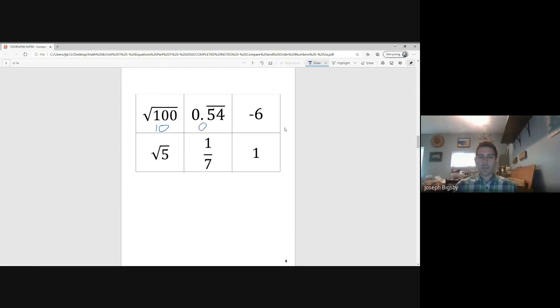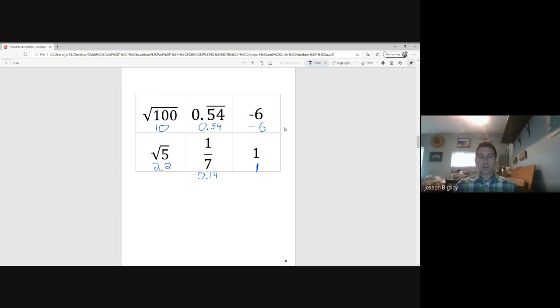0.54 repeating can be written as 0.54. Negative 6 is already a whole number, so we'll just leave it as negative 6. Square root of 5, we'll have to use our calculator to figure that out. I don't know that one off the top of my head, so I'm using my calculator for square root of 5, and it comes out to about 2.2. So we'll say that this can be estimated to be 2.2. 1/7, again, I'll use my calculator to do 1 divided by 7, and it comes out to about 0.14. And 1, of course, is just the whole number 1.